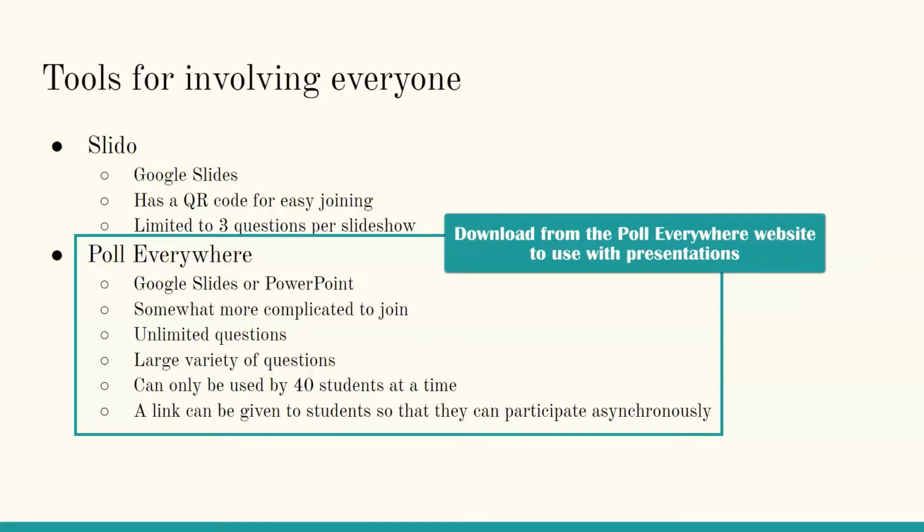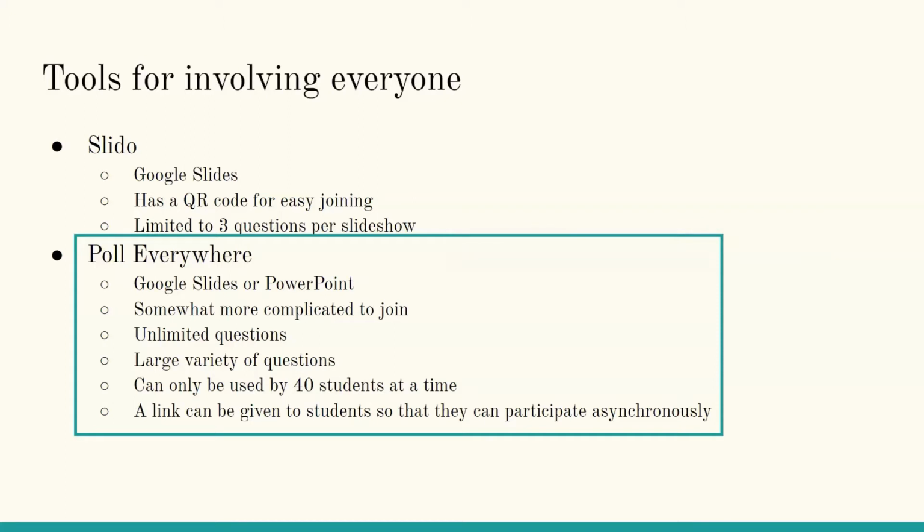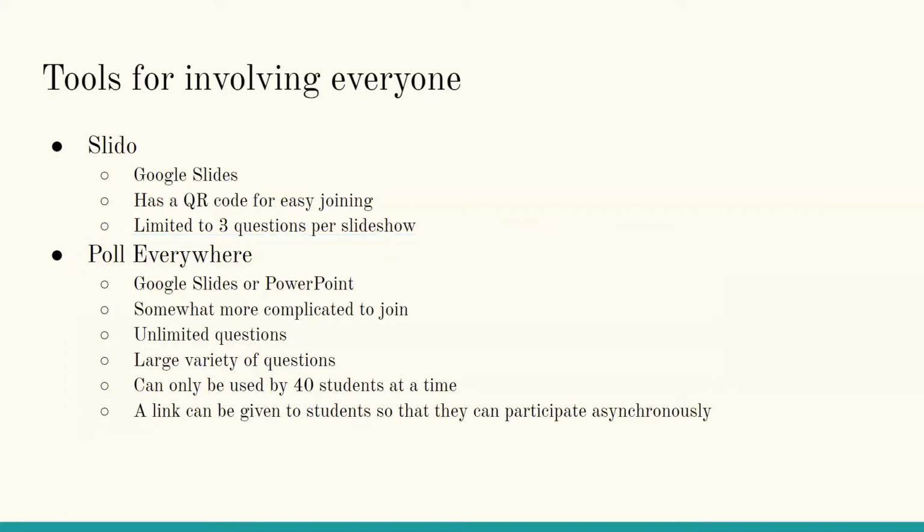Poll Everywhere is somewhat more complicated to join than Slido, but you get unlimited questions and a large variety of questions. It can only be used by 40 students at any given time, and a link can be given to students so that they can participate asynchronously. Let's take a look at how these work.